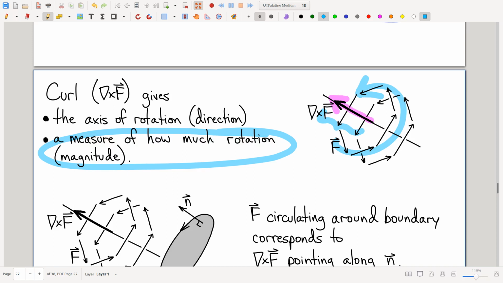Don't worry about the units, right? Units are somebody else's problem. But more magnitude means more circulation, more rotation of the fluid. And then furthermore, the direction that it points, the direction of the curl is telling you around what axis that rotation is happening. Does everybody see what I'm describing here? These two interpretations that you get from the curl vector. How much of a rotation and a rotation around what?